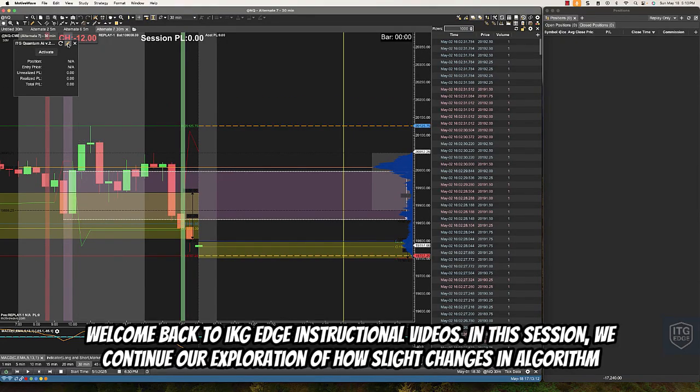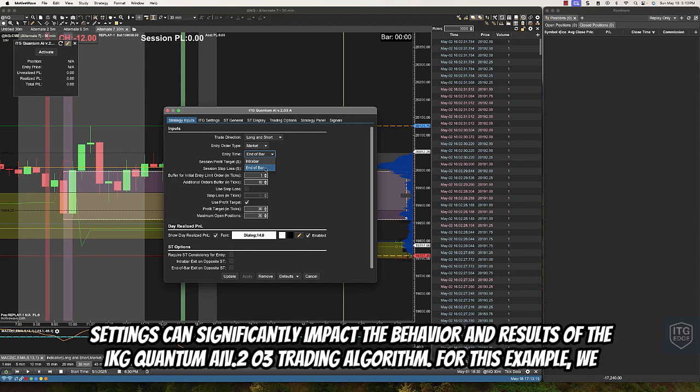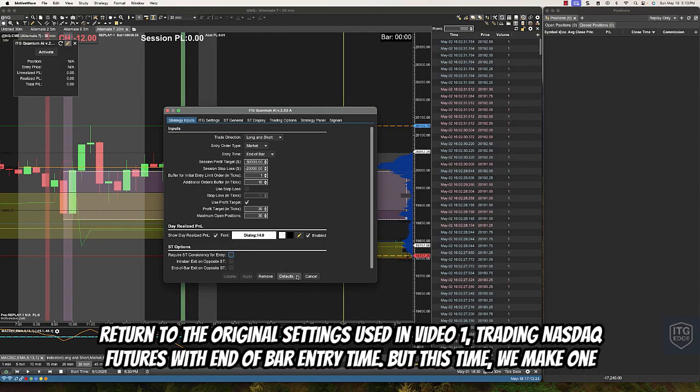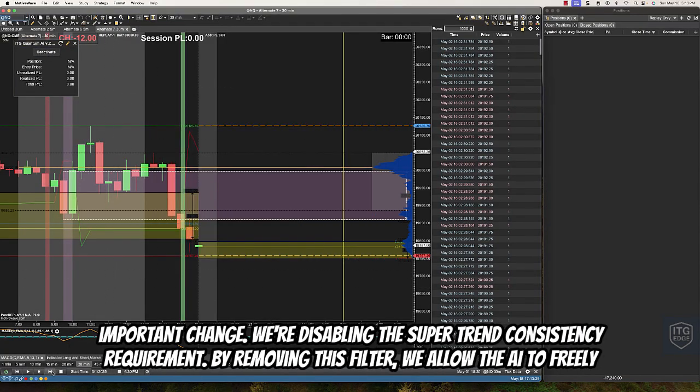In this session, we continue our exploration of how slight changes in algorithm settings can significantly impact the behavior and results of the ITG Quantum AI v.203 trading algorithm. For this example, we return to the original settings used in Video 1, trading NASDAQ futures with end-of-bar entry timing. But this time, we make one important change.